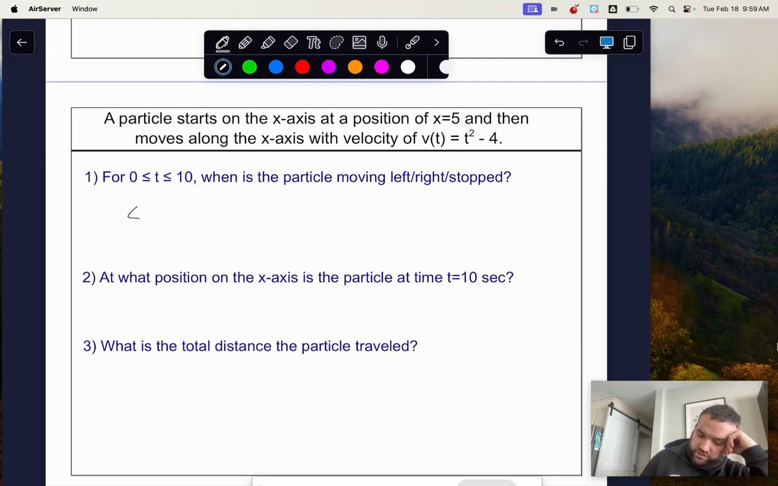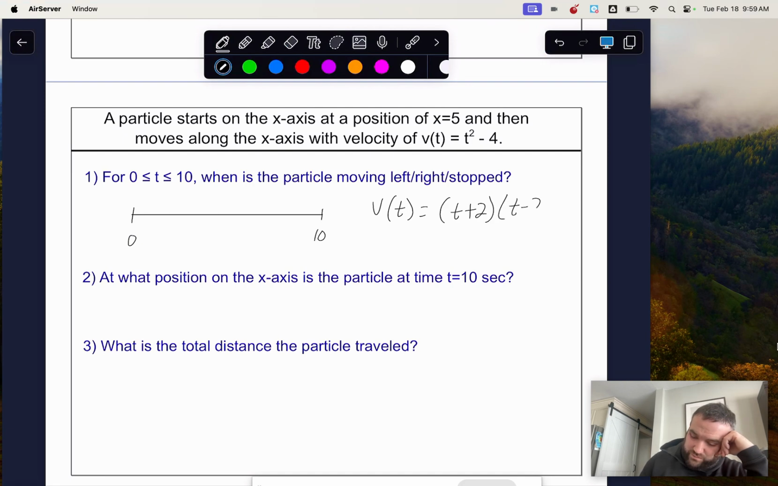So this is essentially a number line that we can create, like we've done for the first derivative test in the past. Instead of putting arrows, I'm going to put my endpoints of 0 and 10. I can see that my velocity function can easily be factored into t plus 2 and t minus 2, which means that the velocity is going to equal 0 at t equals negative 2 and t equals positive 2. I'm not worried about negative time in this regard, so I'm going to go ahead and put 2 on here.